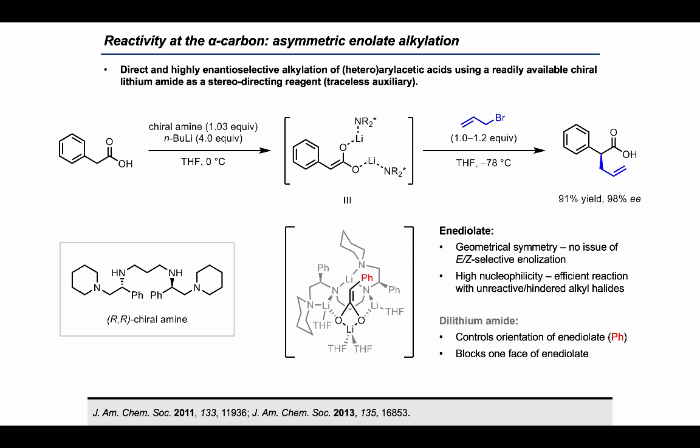The dilithium amide also blocks one face of the dienolate, restricting electrophilic addition to only the front face. In combination, these effects lead to the high enantioselectivities observed in the reaction.